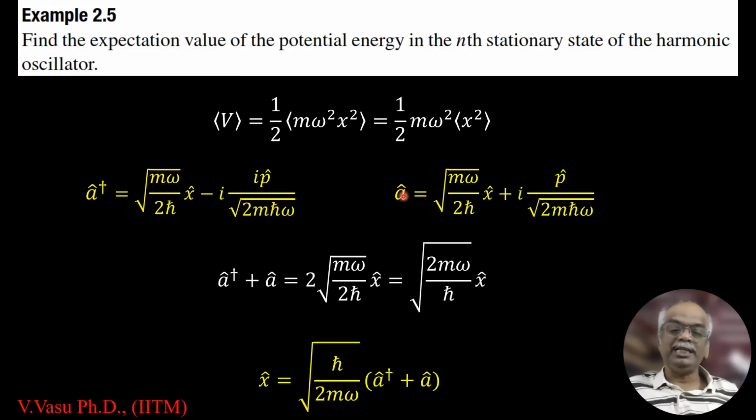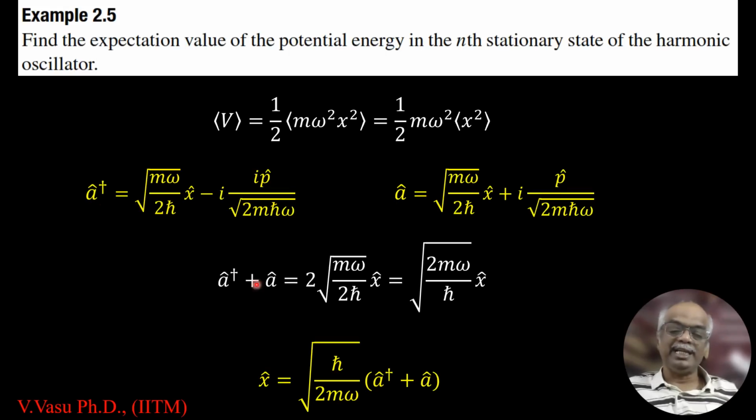Same thing, the annihilation operator a is equal to square root of m omega over 2 h cross, x hat plus i p hat, over square root of 2 m h cross omega. Here you can see this is minus, here it is plus. So a and a dagger are not Hermitian operators because a is not equal to a dagger.